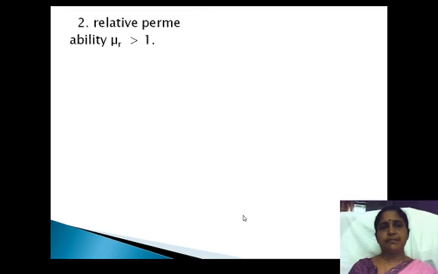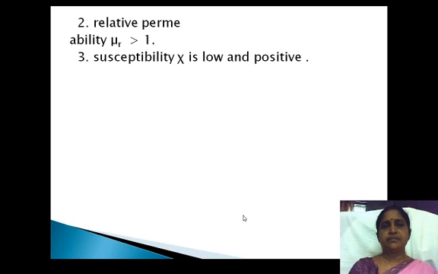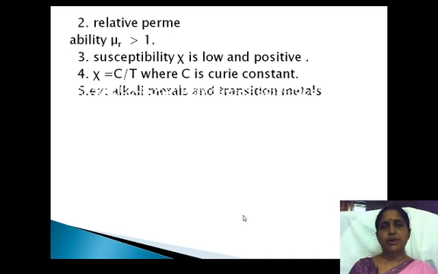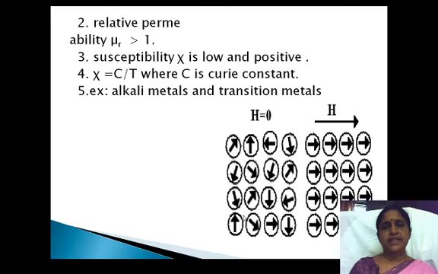Relative permeability: mu r minus 1 is greater than 1. Susceptibility is low and positive. Chi is equal to C by T, where C is the Curie constant. Examples: alkali metals and transition metals. See this.